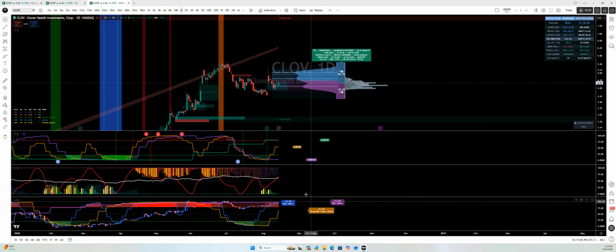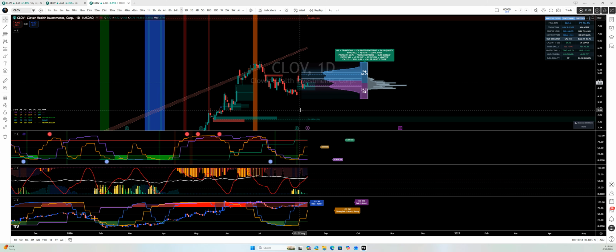This is agreeing with it. This is agreeing with it. The cumulative volume delta cycle analysis is suggesting that it's going to do so. It's going to test 5 again pretty soon.